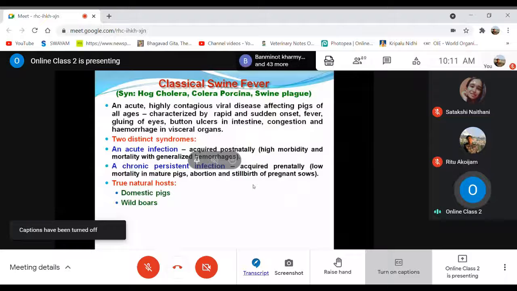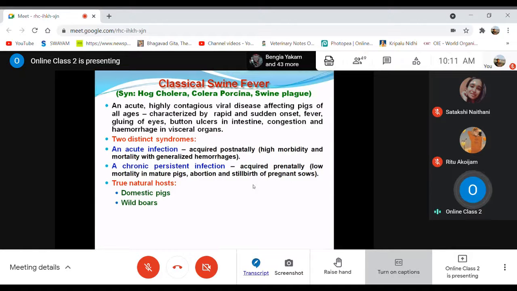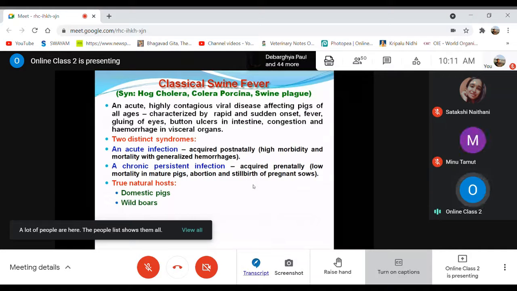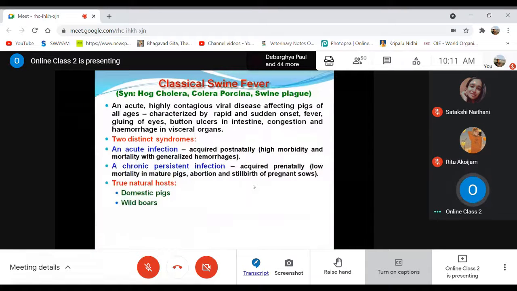Classical swine fever is a contagious viral disease which affects almost all age groups of the swine population, and is mostly characterized by very rapid and sudden onset of fever, glowing of the eyes, button ulcers in the intestines, and congestion and hemorrhages in many of the visceral organs. It shows up in two distinct syndromes.